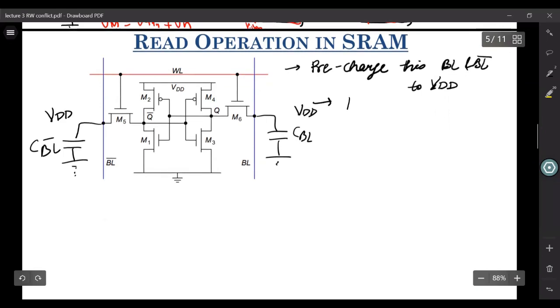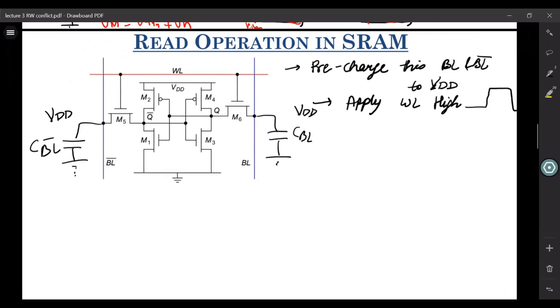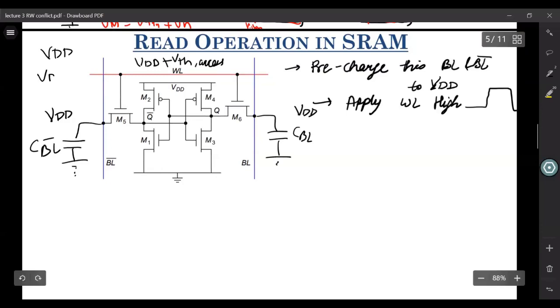Then what we do is, we apply or assert the word line high. How we do that? We basically apply a pulse to this WL, and the amplitude of this pulse is VDD plus VTH of this access transistor, so that these access transistors can pass the entire VDD. If you know, NMOS cannot pass perfect VDD if you apply only VDD to its gate terminal. So if this is VDD and this is VDD, what NMOS will pass is VDD minus VTH. So just to remove this problem, we actually apply a VDD plus VTH of access to this word line.